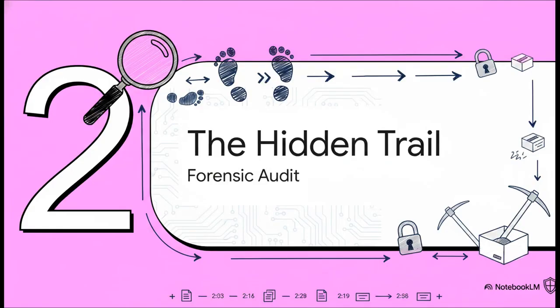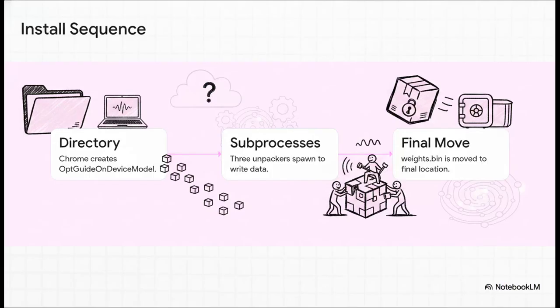Section 2. Uncovering the hidden trail. A forensic audit. You might be wondering how the author actually proved this happens automatically, so let's look at the evidence. To test this, the researchers set up a completely fresh macOS profile that received absolutely zero human input. No keyboard strokes, no mouse clicks. The system was just left entirely idle. Yet, the system logs recorded a very specific sequence occurring seamlessly in the background over a 14-minute and 28-second window. Chrome spontaneously created the directory, spawned 3 separate subprocesses to unpack the massive data payload, and then moved the AI weights into their final location. All of this happened while the user did absolutely nothing.